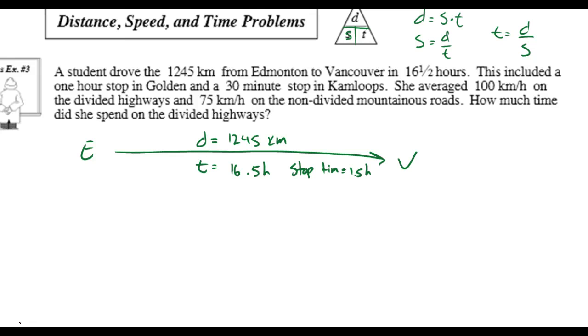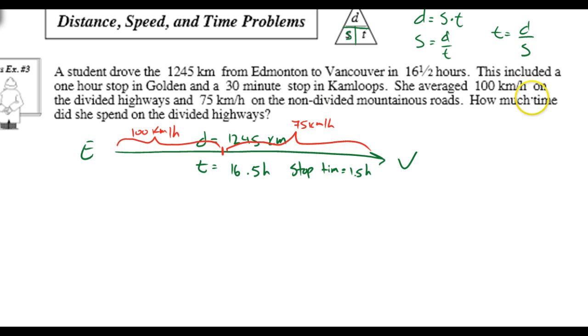One of the sections is the highways, and I'm not really sure how much she drove on the highways, but we can just label it over somewhere here and say that this section was 100 kilometers an hour, and this other section here was 75 kilometers per hour. Okay.